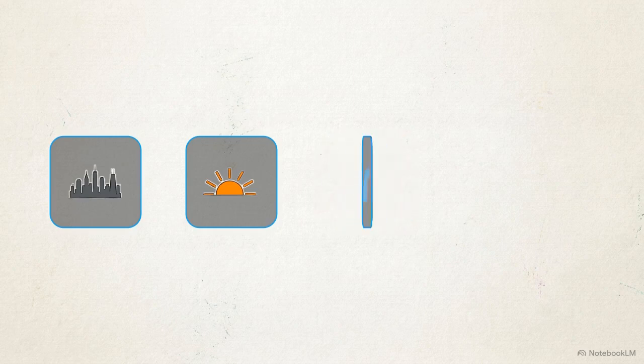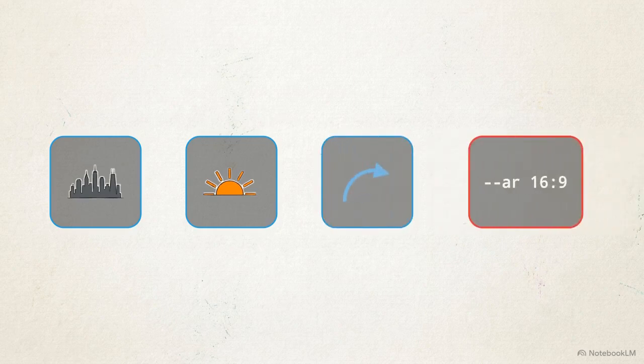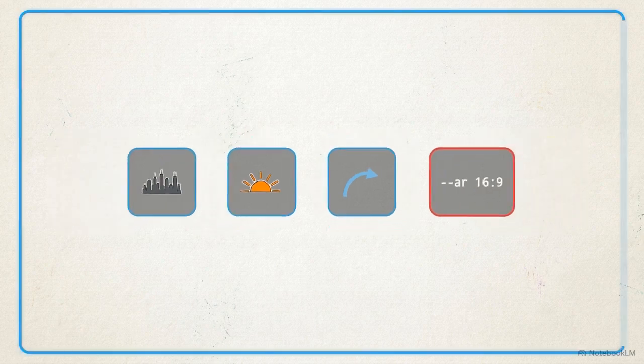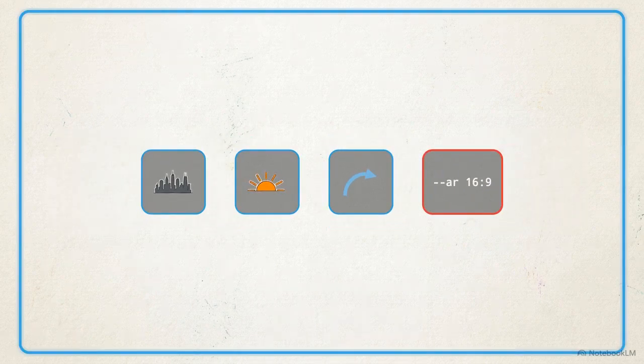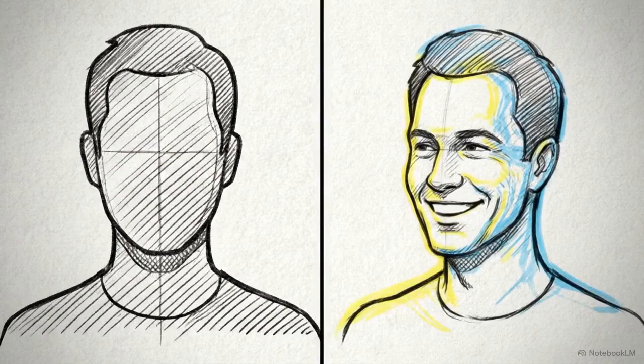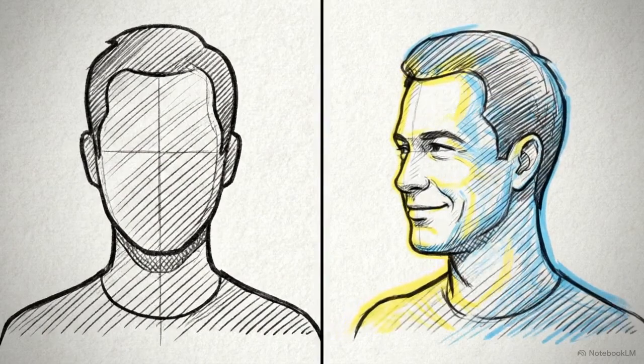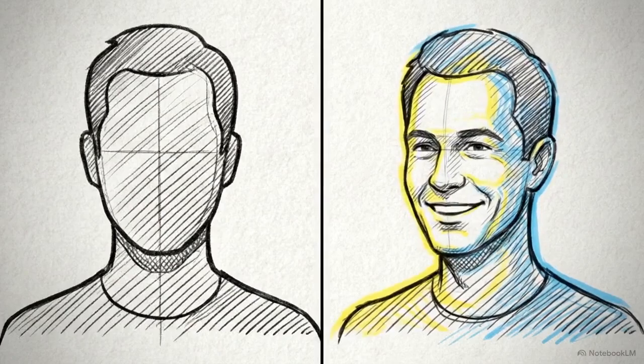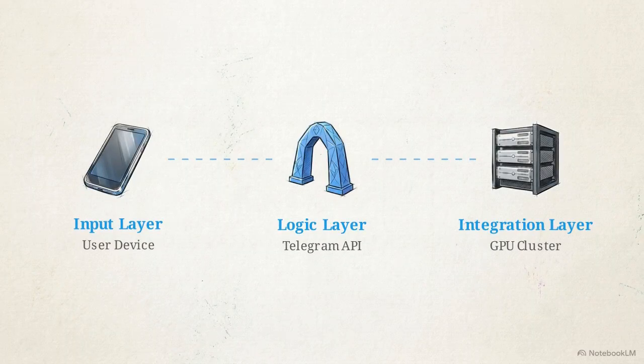This diagram shows how the AI parses a prompt. It looks for 3 specific components: a subject, an action, and a camera movement. For example, to generate a cinematic clip, we combine the Dubai skyline with sunset lighting and a smooth camera pan. You can further refine the output by appending technical commands, like --AR 16:9, to force the final video into a widescreen format. The success of the generation depends on this synergy between your high-resolution anchor image and a specific text prompt.